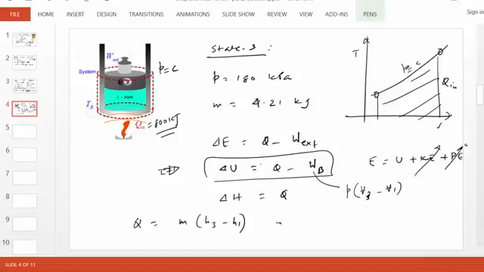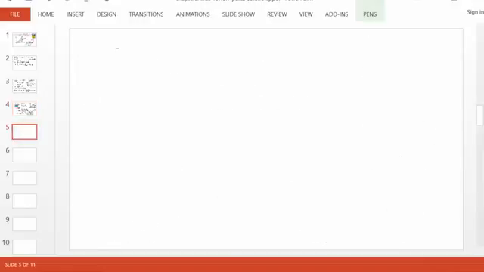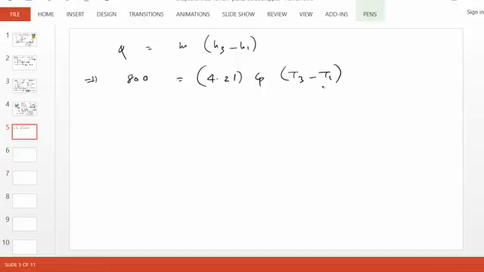So therefore, if we want, we can write H3 is obviously Q over M plus H1. That's what we can use in the TESTcalc. But to find the temperature, this is simply Q. To solve it manually, Q equals M (H3 minus H1). 800 is my Q. M is 4.21, and it's Cp (T3 minus T1) instead of Cv.